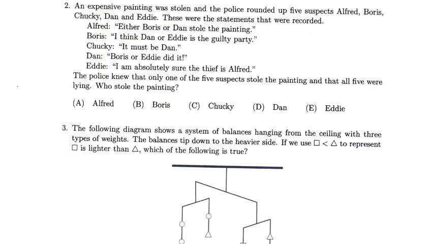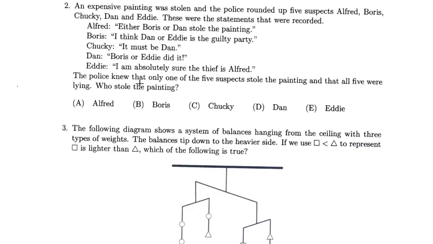SMO 2020 Junior Section First Round Problem number 2. An expensive painting was stolen and the police rounded up 5 suspects: Alfred, Boris, Chucky, Dan, and Eddie. These were the statements that were recorded. Alfred: either Boris or Dan stole the painting. Boris: I think Dan or Eddie is the guilty party. Chucky: it must be Dan. Dan: Boris and/or Eddie did it. Eddie: I am absolutely sure the thief is Alfred.